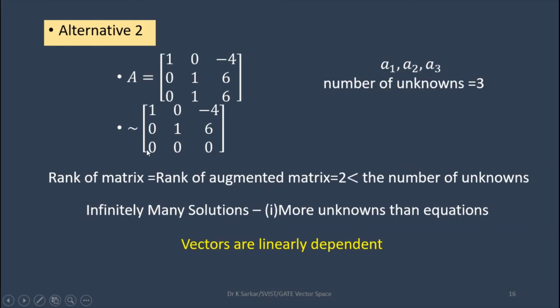The second alternative way: the number of unknowns is 3, the rank of the matrix is 2, and the rank of the augmented matrix is also 2, which is less than the number of unknowns. Therefore, applying these, infinitely many solutions, where more unknowns than equations, the vectors are linearly dependent.